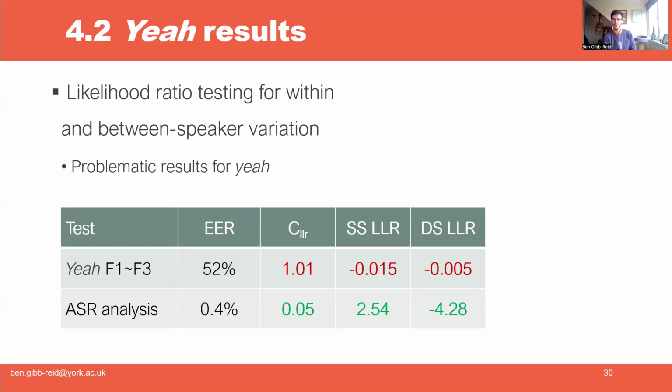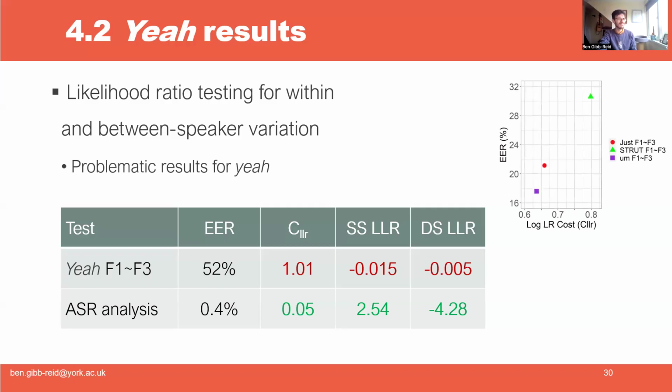I include the LLR figures there as well to show that there's no separation. You should have one of those as positive, one of those as negative, and that's not what we're finding at all. So SS, same speaker comparison, should have a positive LLR if you're interested in those kind of things. So it's coming out rubbish, frankly. And again, as a reminder, we had this nice 0.65 kind of CLLR.